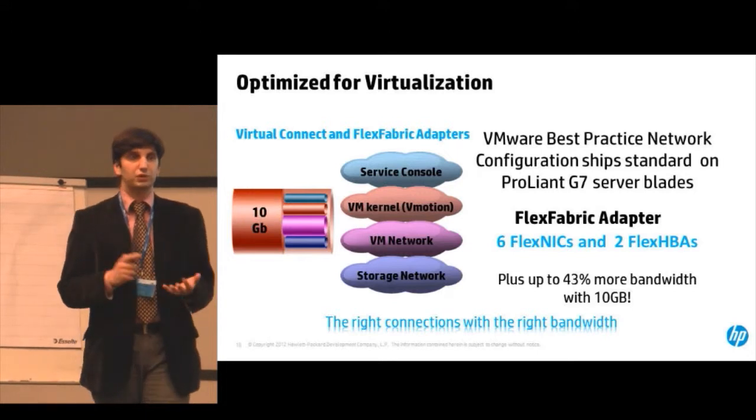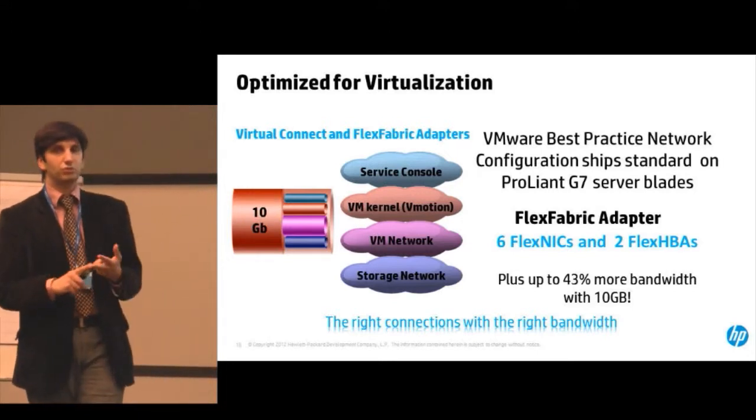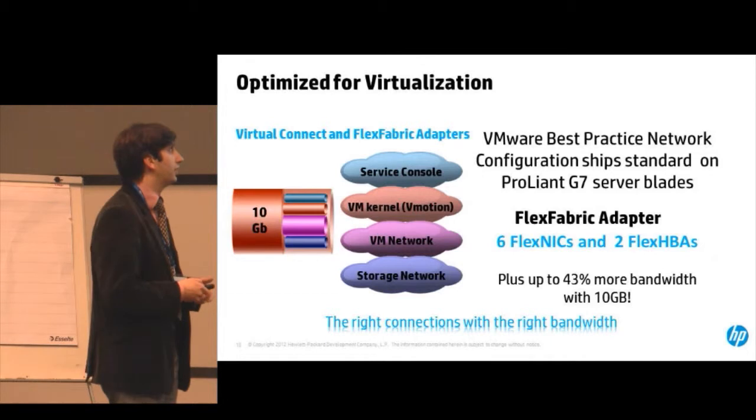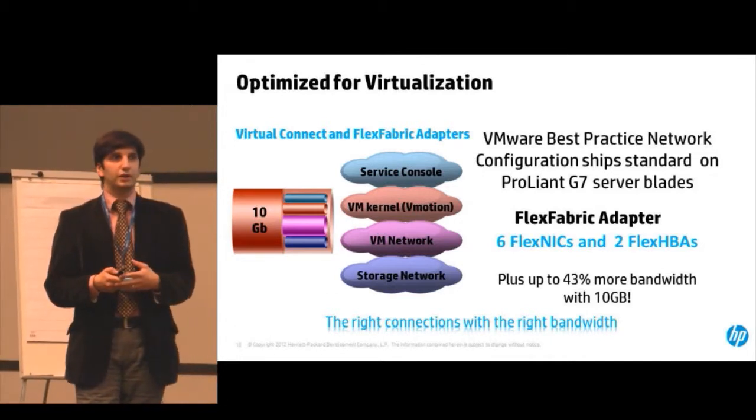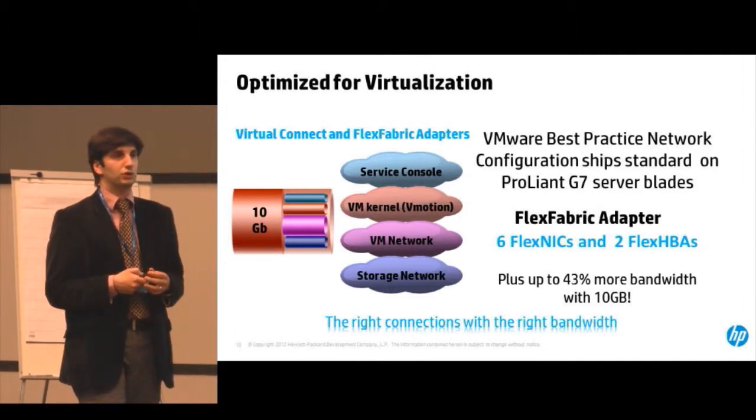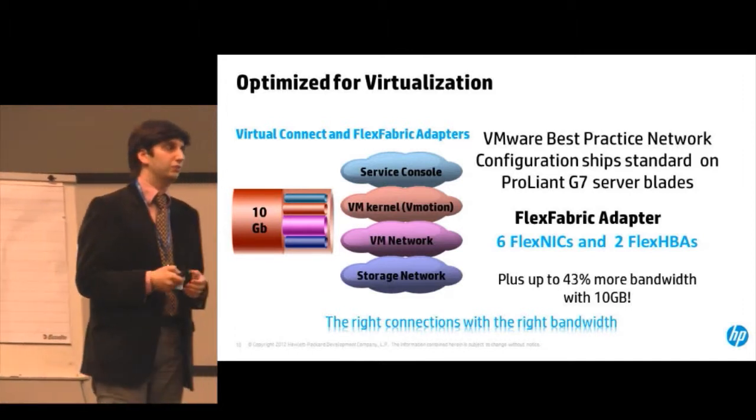So no more additional adapters, no more additional switches, no more additional cables, and that kind of stuff. And by the way, to use Fibre Channel over Ethernet on the Flex Fabric ports, you do not have to buy an additional license. It's enabled by default.